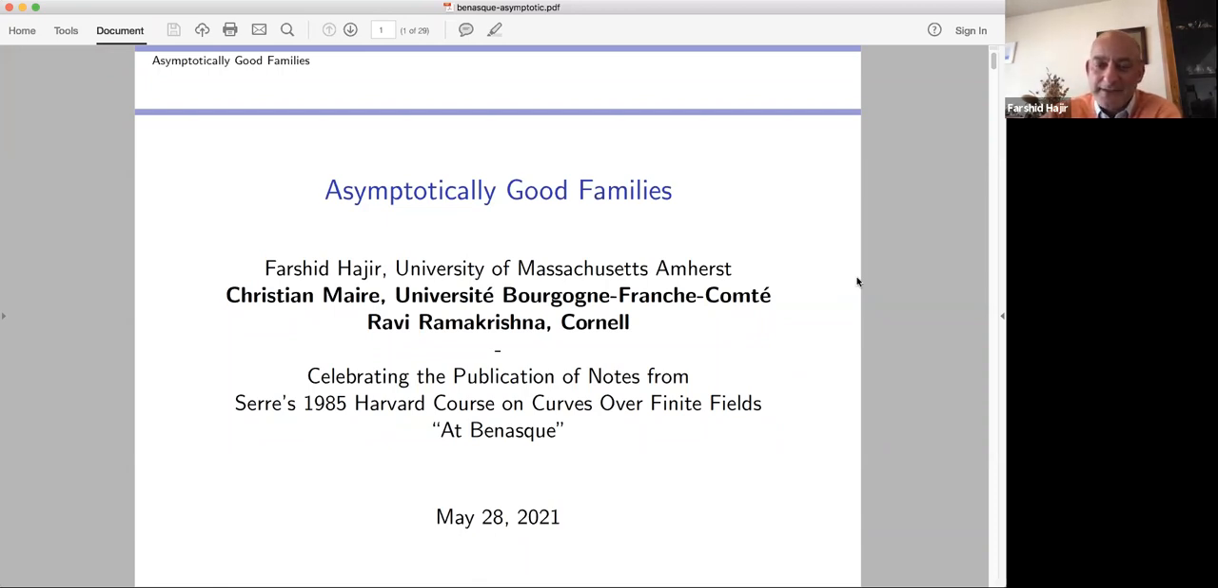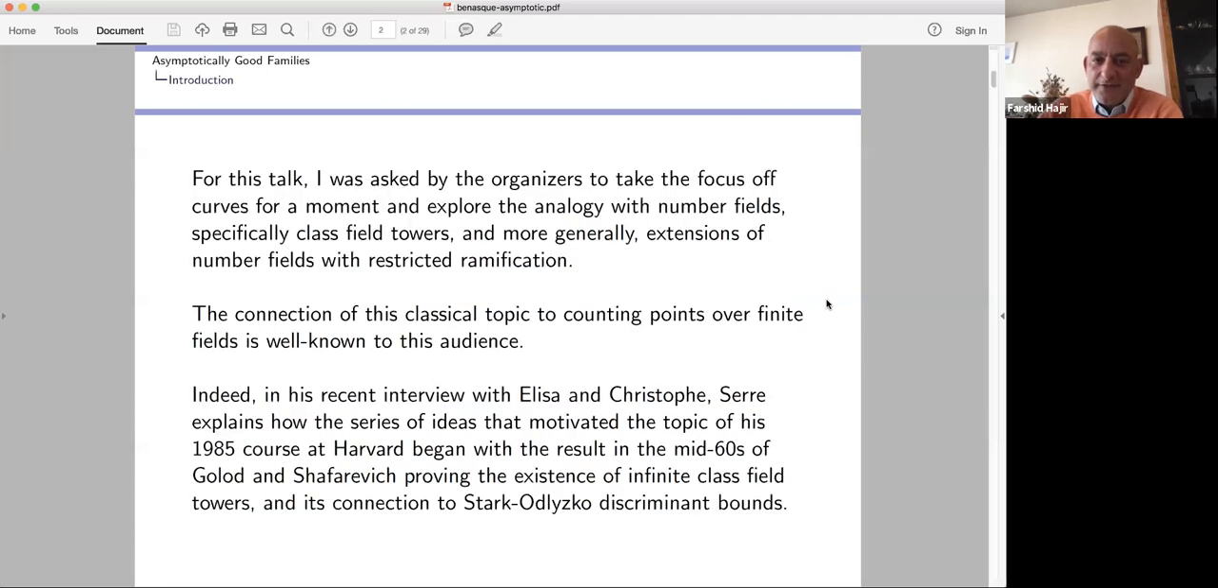and hope to be able to stay for a few more talks today. I'm talking about asymptotically good families, and when the organizers wrote to me, they asked me to talk about class field towers and their relation to counting points as a way to see if there are some ideas that can be used for cross-fertilization.